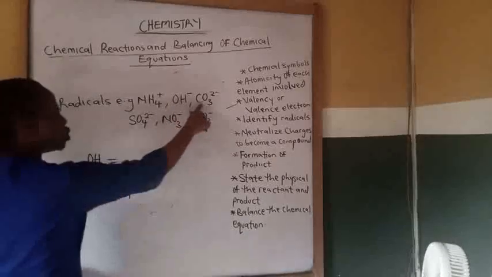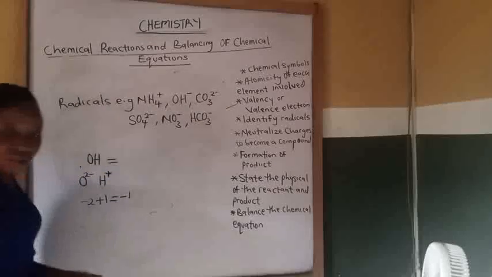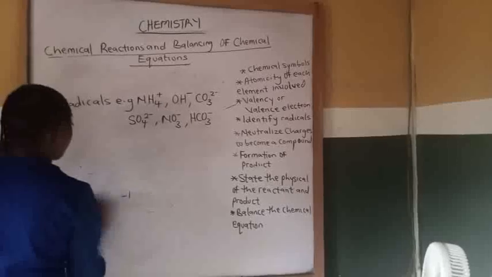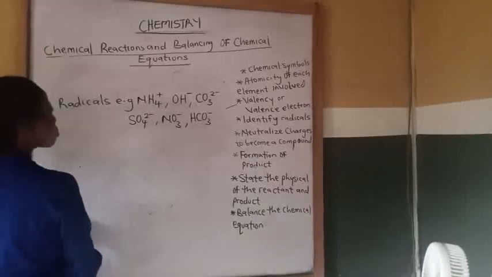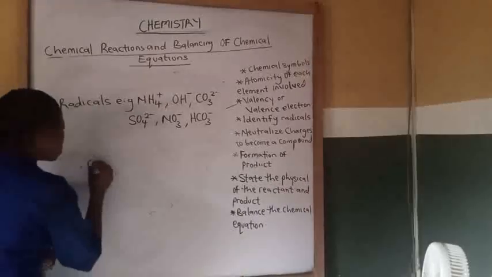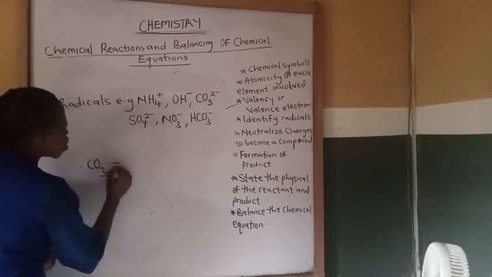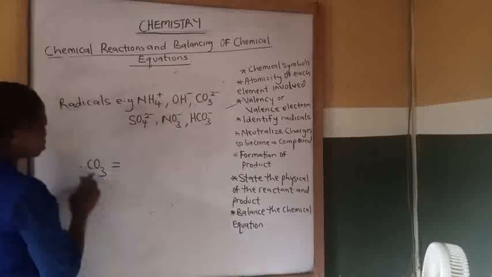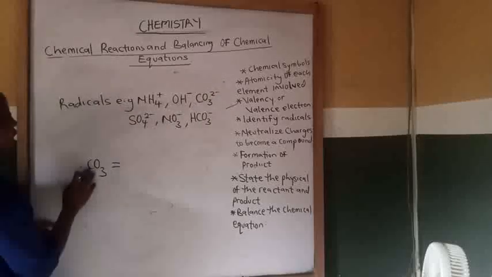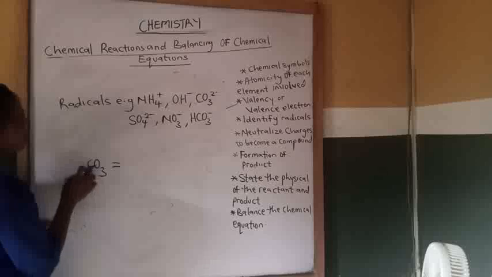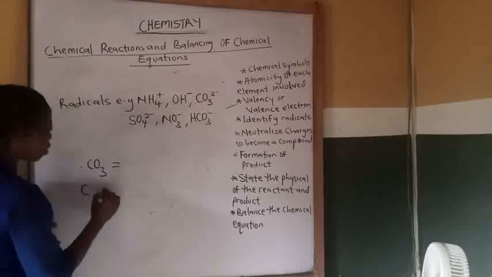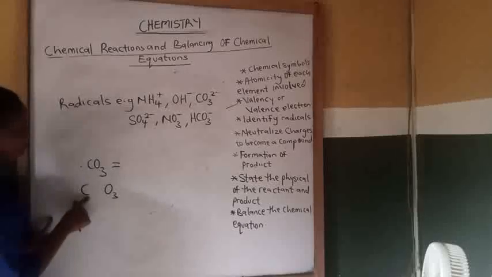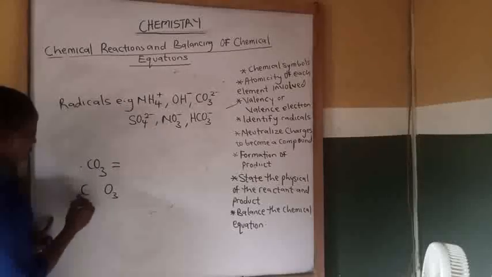Now let's move to CO3 2 minus. For CO3, we don't know the number of charge on CO3, so let's derive the charge on CO3. We have carbon, we have oxygen. Carbon is the number 6.